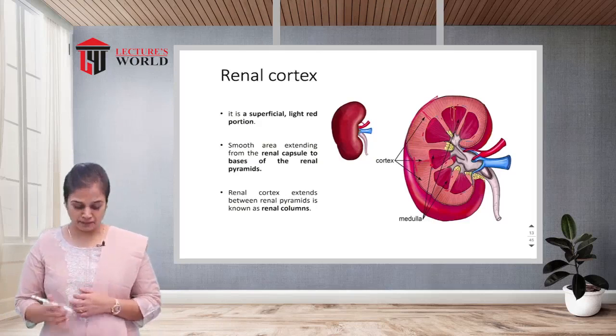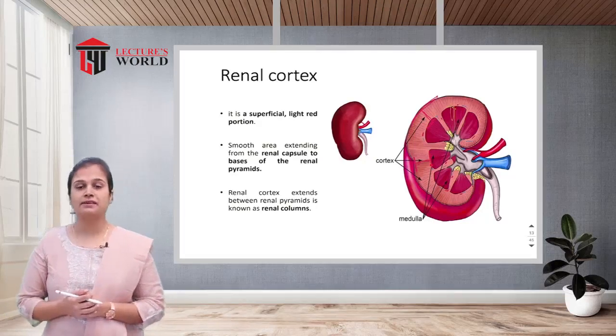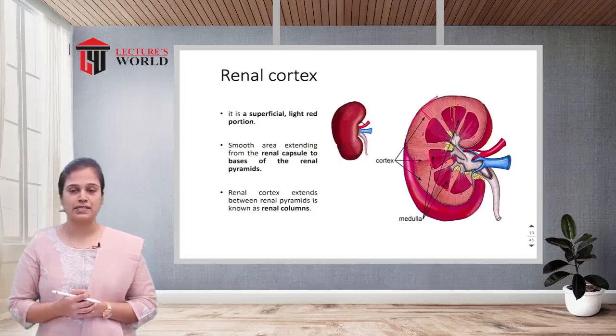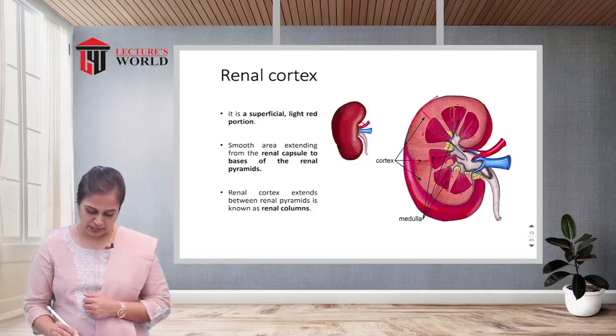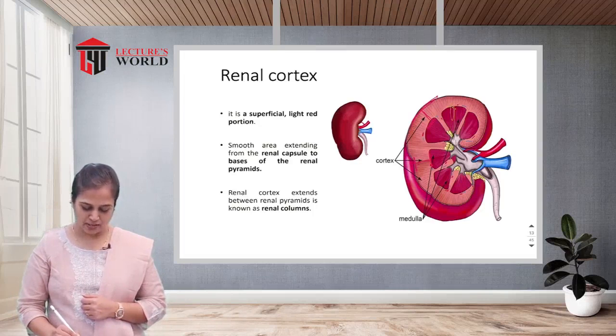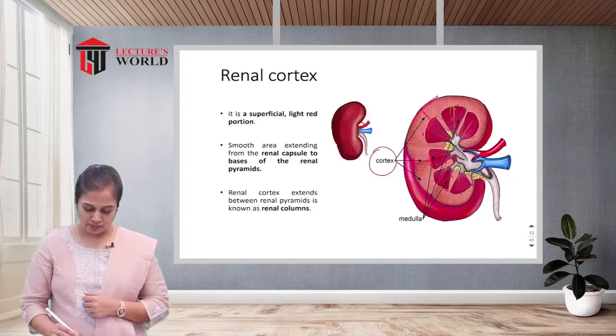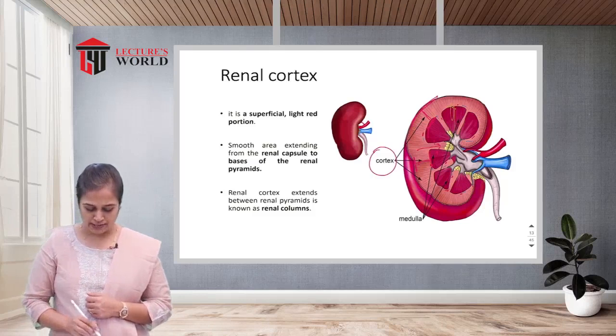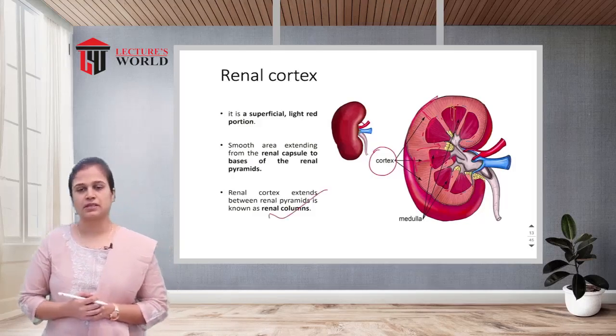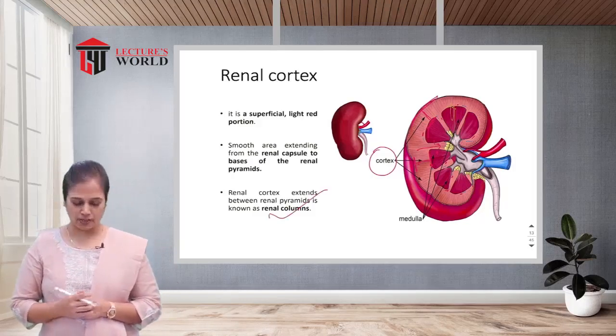Renal cortex which extends between the renal pyramids is known as the renal columns. You can see in the image, this is the capsule and this is the base of the renal pyramid, and this is the cortex. Now, when this cortex extends between these two pyramids, it is called renal columns.